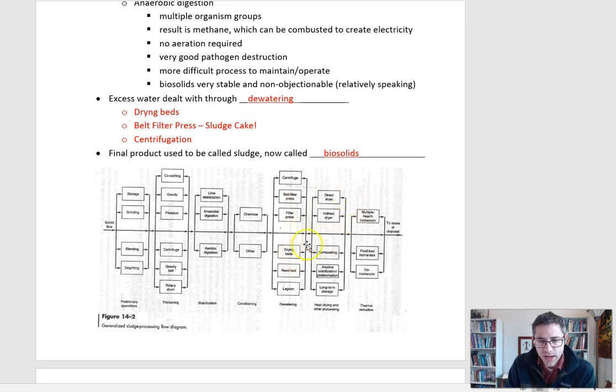And then you might have heat drying or other processing, some more long-term storage. And then you might have some thermal reduction, maybe some incineration or something, and then to reuse or disposal. So every process is different. There's lots of options within each of these. But the basic process is we want to deal with pathogens, odors, and the water. And we're going to do that through at least stabilization and some combination of dewatering and thickening.